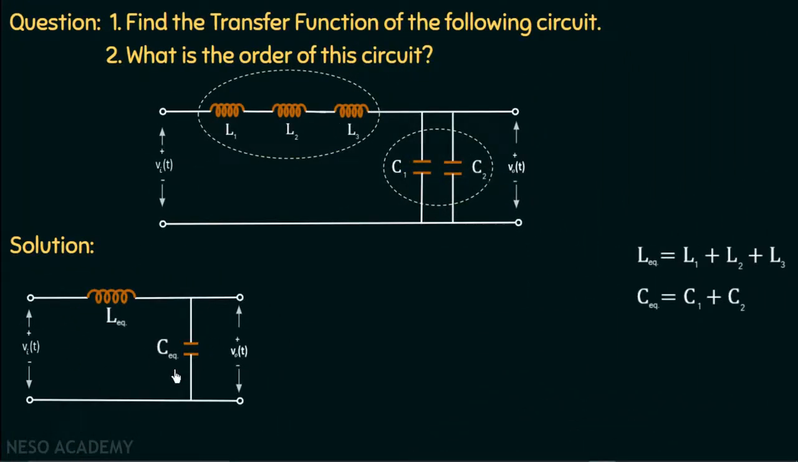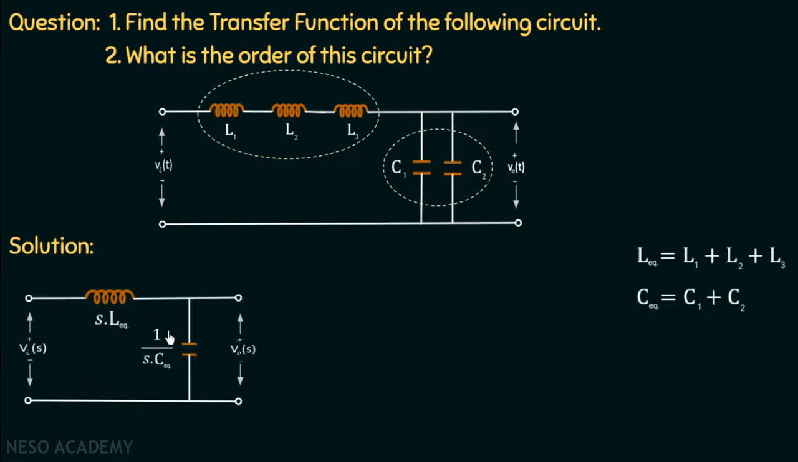Let us now find out the transfer function. And we all know that the first step is to find out the Laplace equivalent circuit. So this is the Laplace equivalent circuit in which the input voltage is VIN(s), the output voltage which is measured across the equivalent capacitance is VOUT. The impedance of inductor is s multiplied by L equivalent, where L equivalent is equal to L1 plus L2 plus L3. And the impedance of capacitor is 1 over s multiplied by C equivalent, where C equivalent is equal to C1 plus C2.